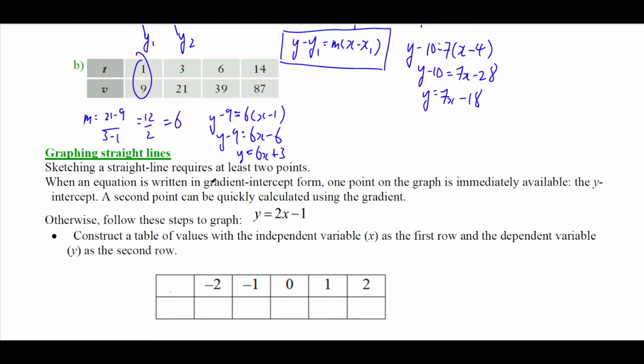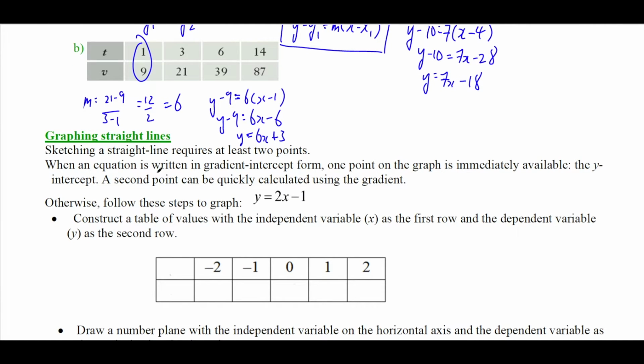Alright, the last one I'm going to go through is graphing straight lines. So sketching a straight line requires at least 2 points. Actually, to tell you what, you only need 2 points to sketch a straight line. So I wouldn't say at least 2 points. I think 2 points is all you need.